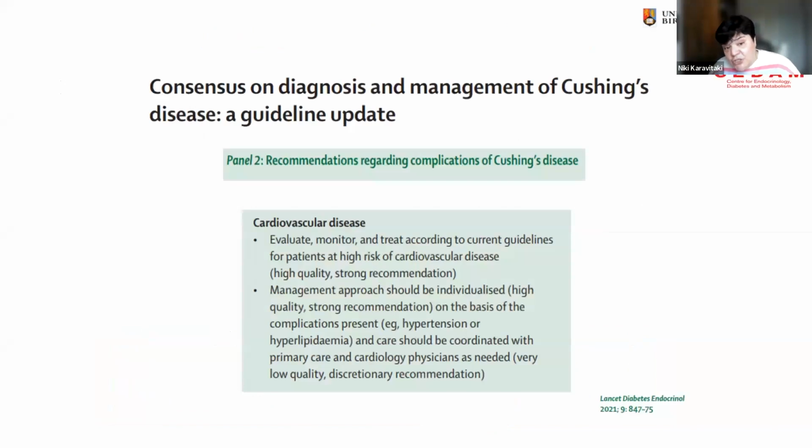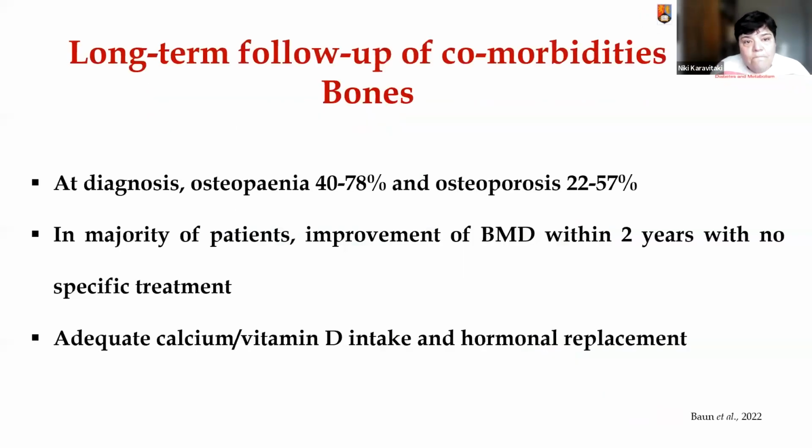So the recommendations nowadays are that we need to evaluate, to monitor and treat according to current guidelines the patients at high risk of cardiovascular disease, and this will be in collaboration with primary care or other specialists. So management of Cushing's is not just achieving nice cortisol levels, but looking at the comorbidities.